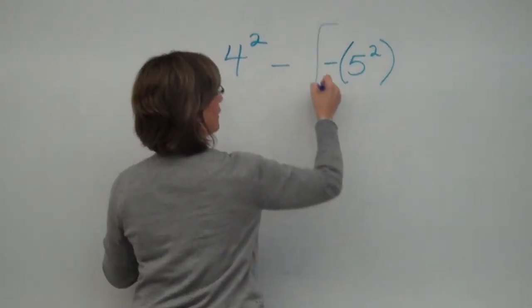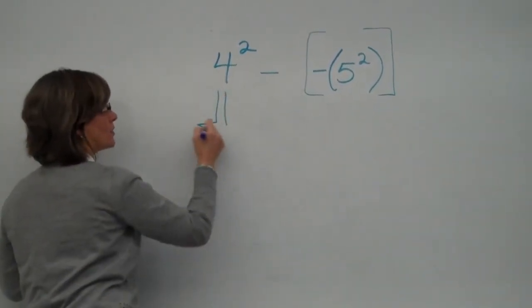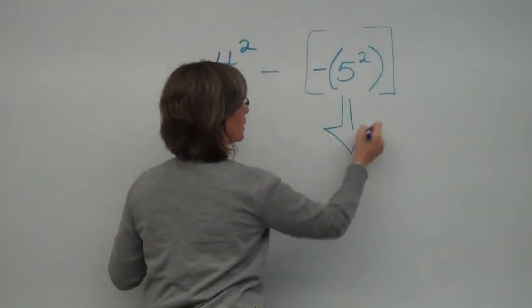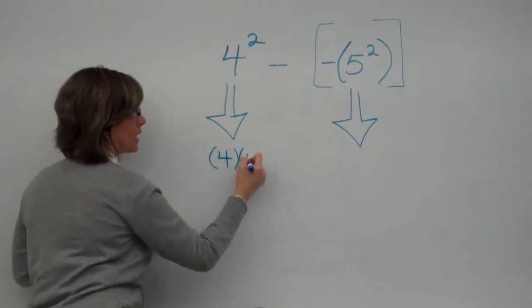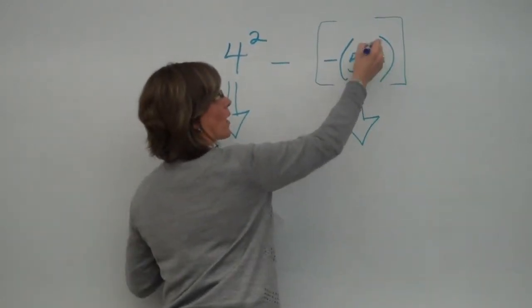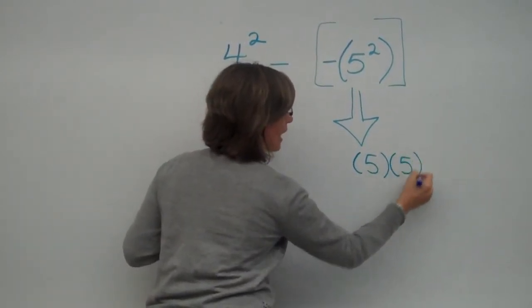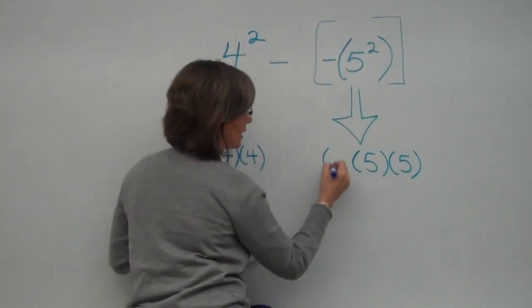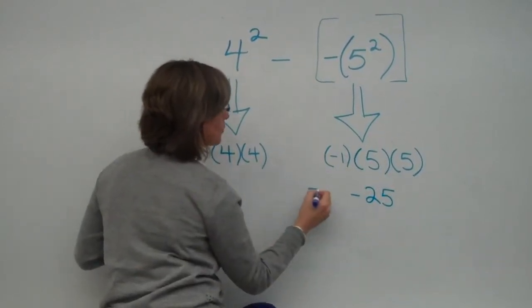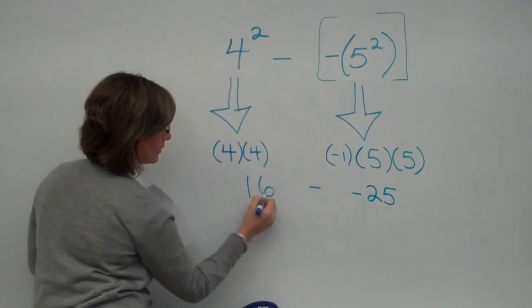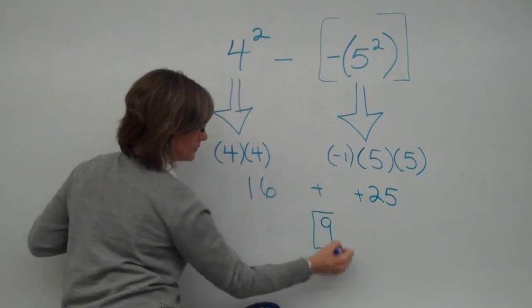I could put brackets around this just to make it clearer. So I'm going to do my arrows so that I'm very clear in my work so I don't get confused. 4 squared means 4 times 4. The squared belongs to the 5, so it's 5 times 5. I have to bring down the negative 1. So I get negative 25. It was subtraction, and I had 16 here. Integer problem. Add the opposite, I get 9.